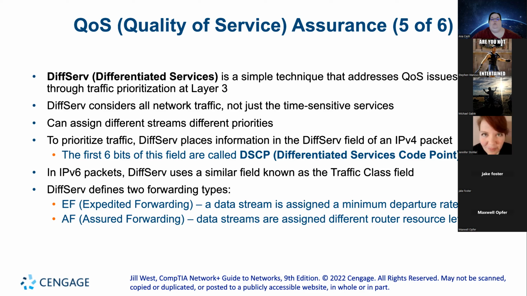DiffServ defines 2 forwarding types. With EF, or expedited forwarding, a data stream is assigned a minimum departure rate. With AF, assured forwarding, data streams are assigned different router resource levels.